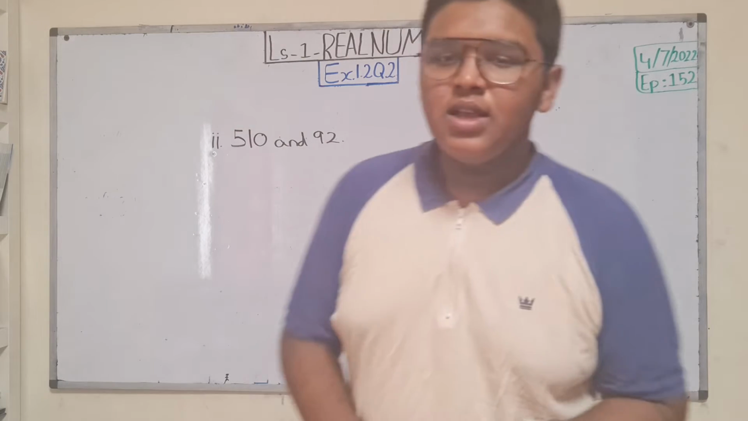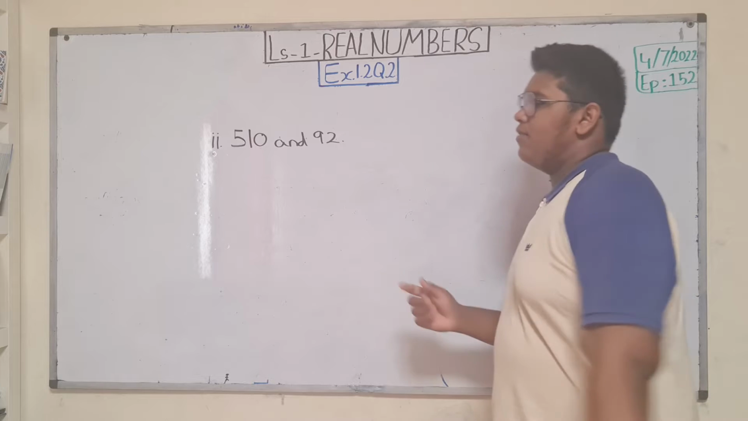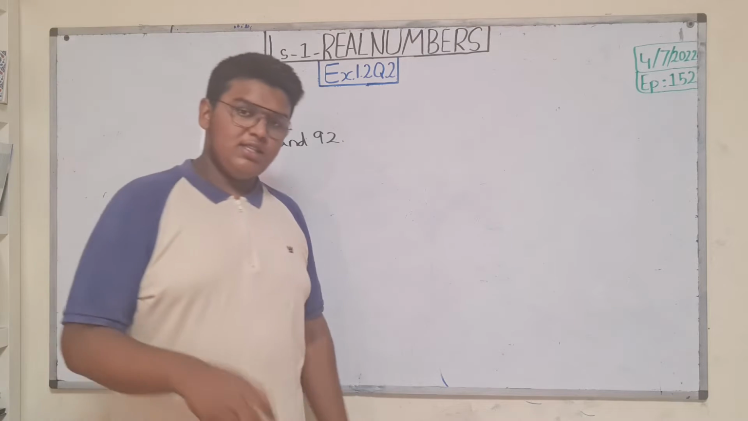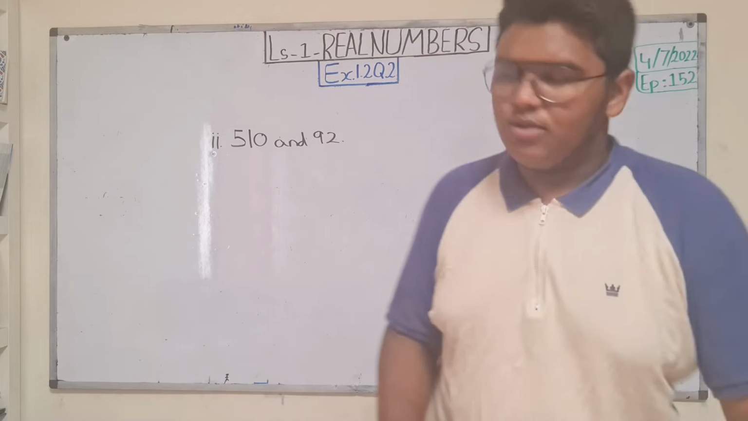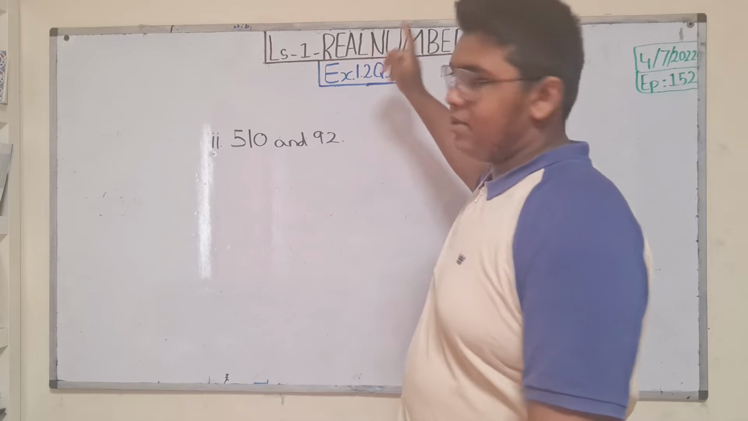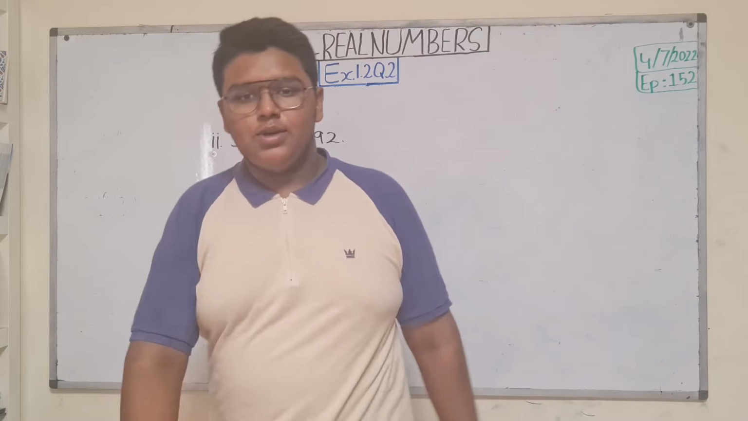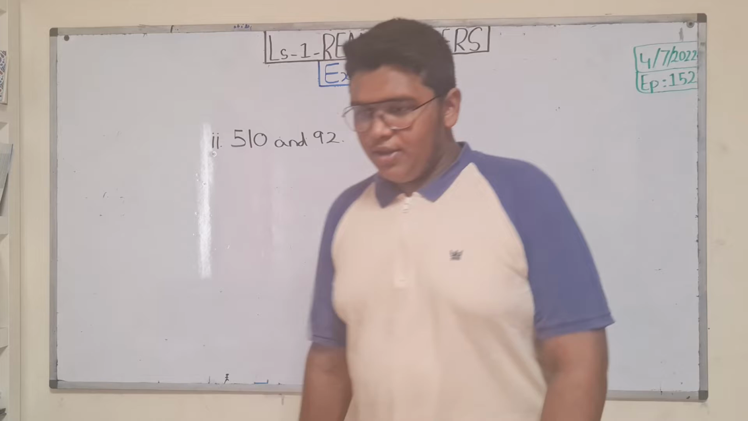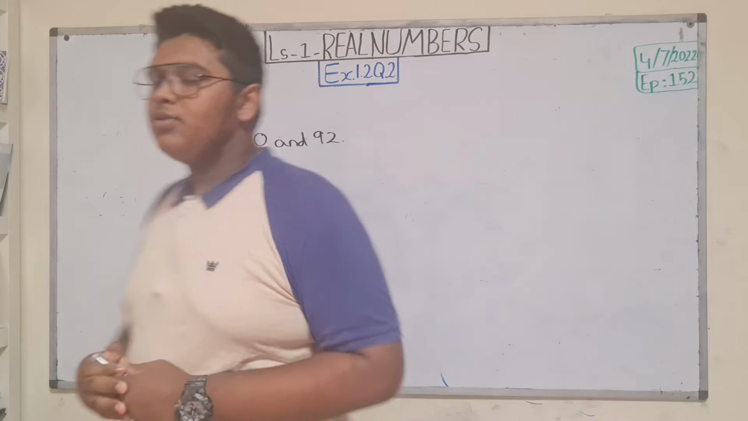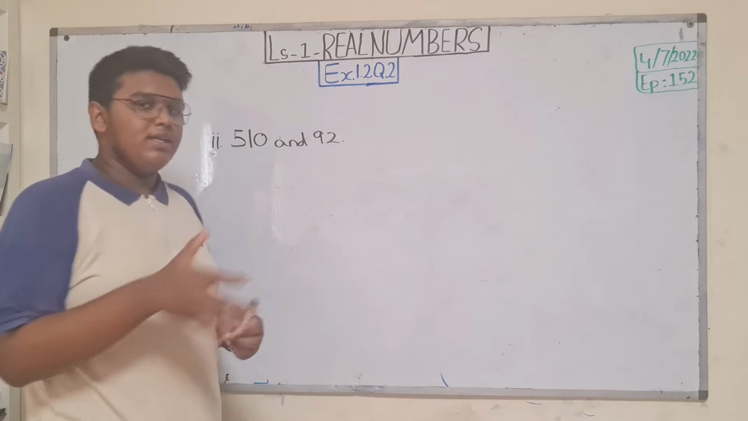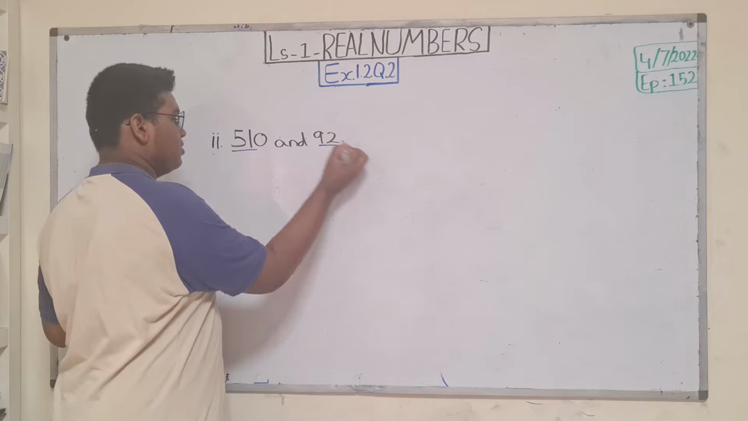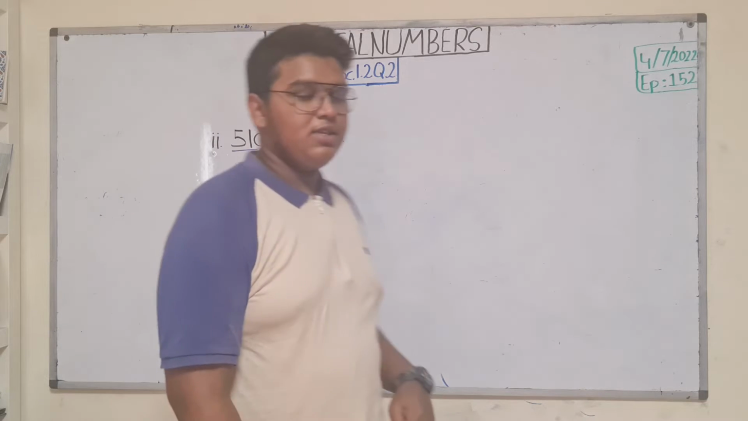Okay, so let's begin with the question. Our question was to find the LCM and HCF of both the numbers. We were doing exercise 1.2 from the chapter Real Numbers, question number 2. In this question we had to find the LCM and HCF of the given numbers. So these are the two given numbers, and we have to find the HCF and LCM.